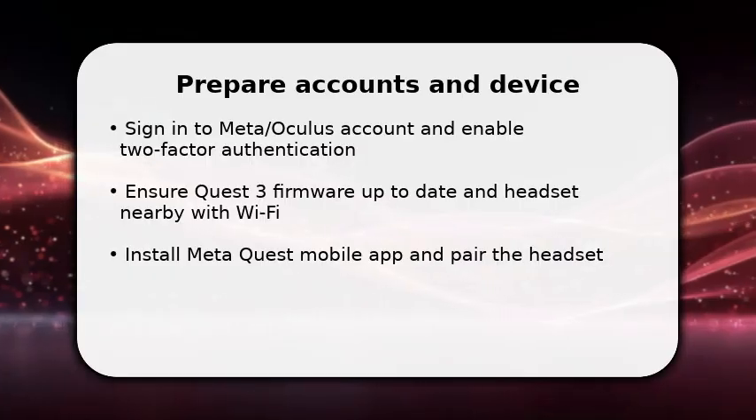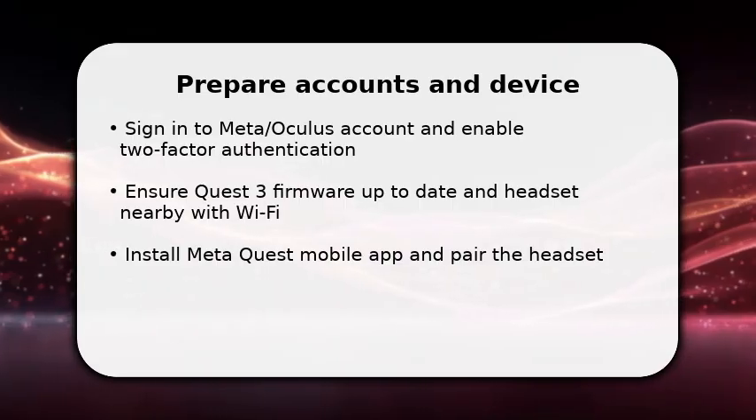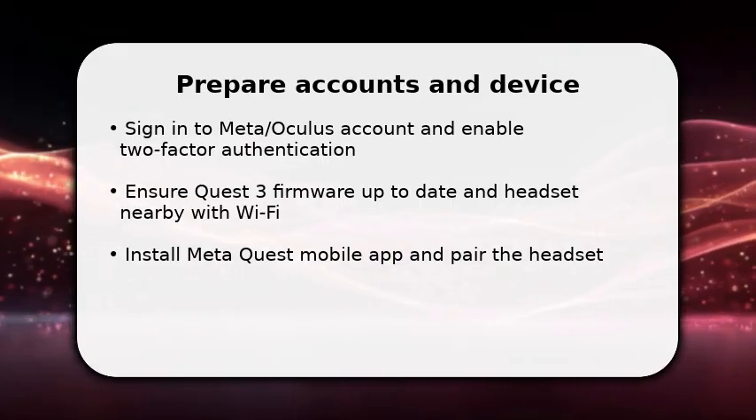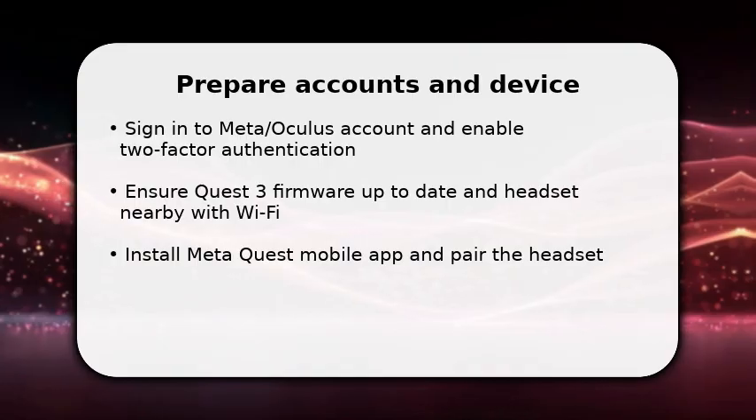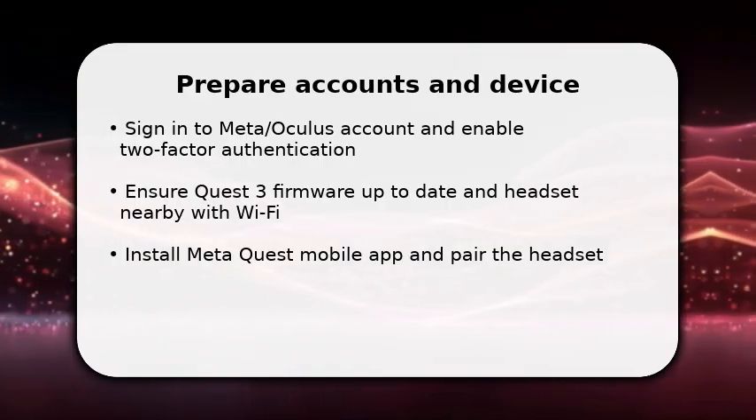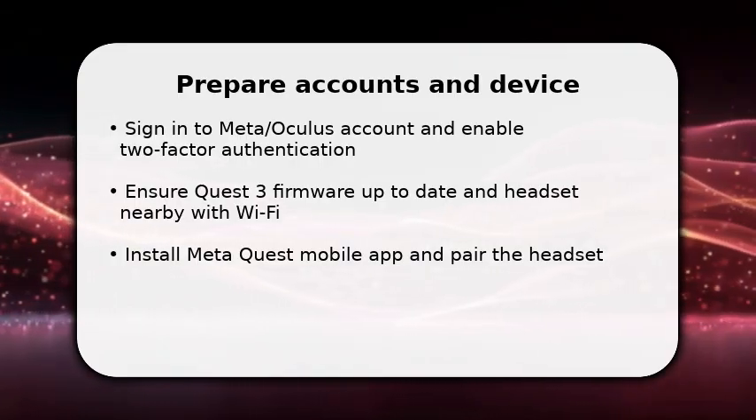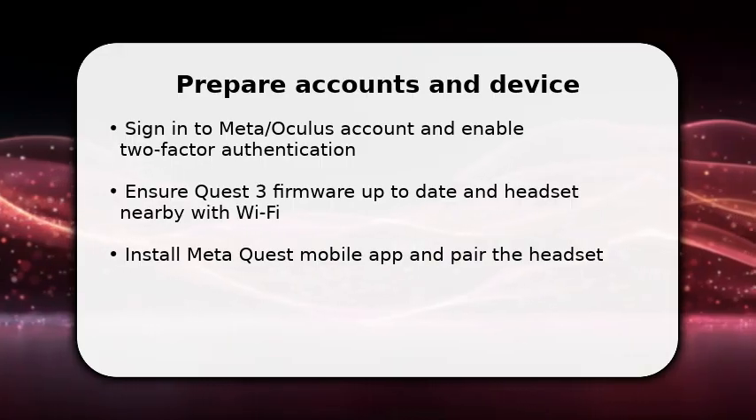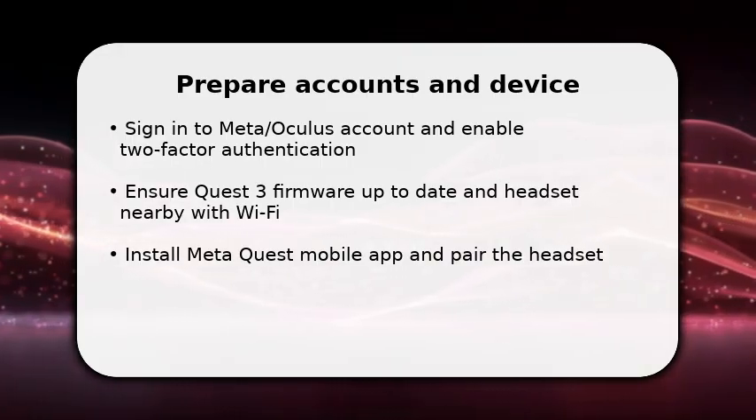You start by confirming accounts and updates. This saves time later. Open the Meta Quest mobile app, sign in with the parent account, and pair your Quest 3. Once paired, make sure the headset runs the latest firmware and Wi-Fi is stable so settings apply.